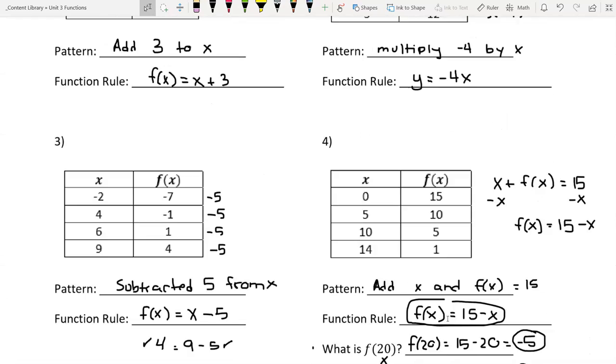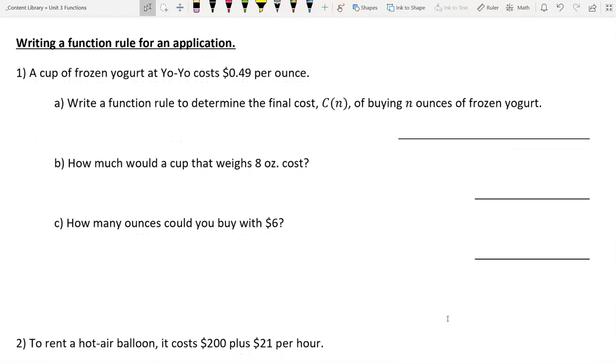All right, so now that we just did tables, we're going to go into a situation or an application. So we've done this before, okay? But we have to get in the habit of writing it as a function rule instead of just an equation. So write a function rule to determine the final cost of buying n ounces of frozen yogurt.